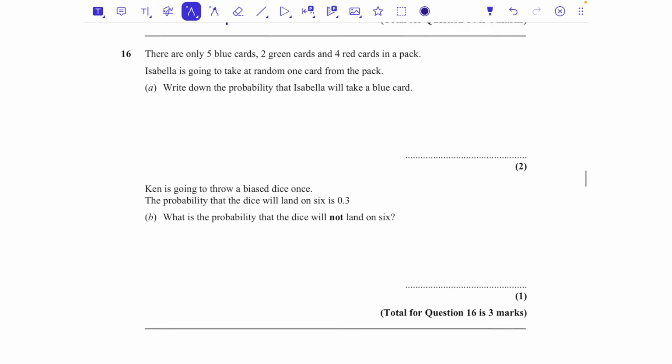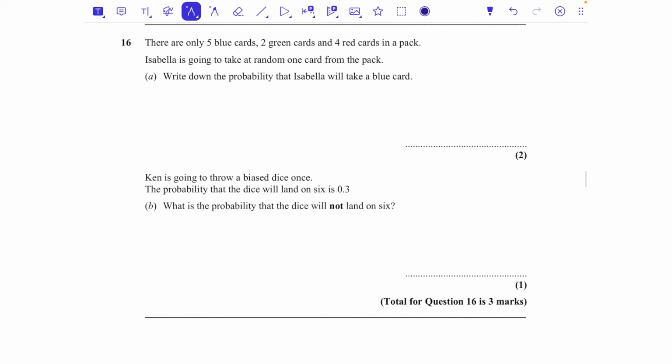Question number 16. There are only 5 blue cards, 2 green cards, and 4 red cards in a pack. Isabella is going to take at random 1 card from the pack.